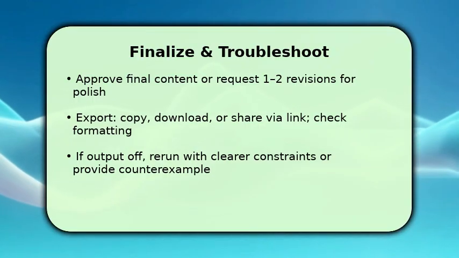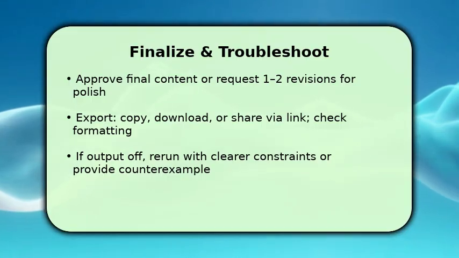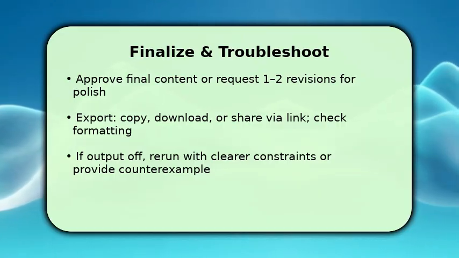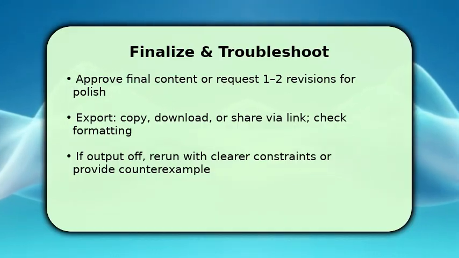If results drift or contain errors, the key troubleshooting tip is to rerun the prompt with clearer constraints and a short counterexample showing the desired versus undesired output. That quickly reorients the assistant and prevents repeated mistakes. Save prompts you like for future reuse.